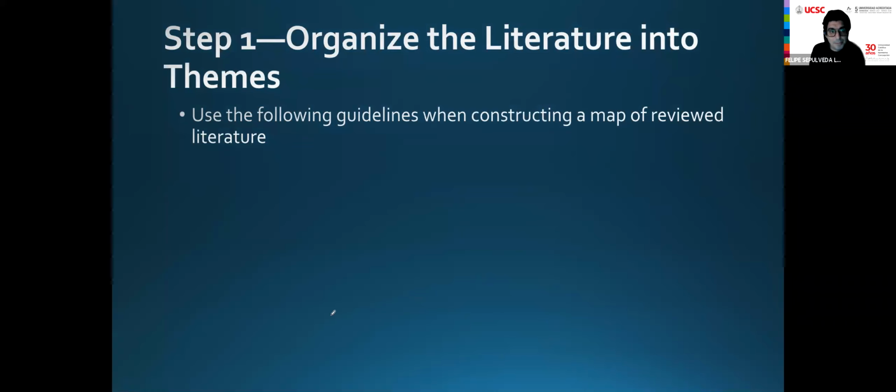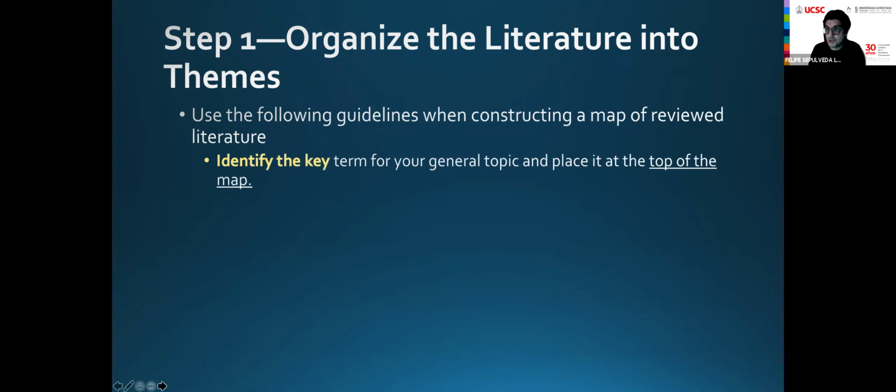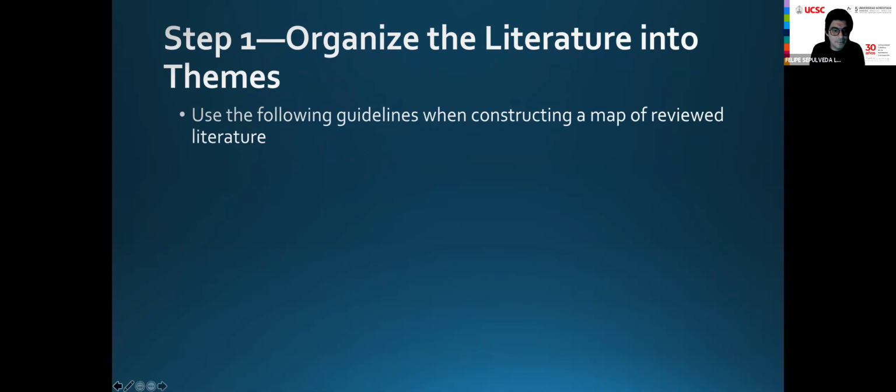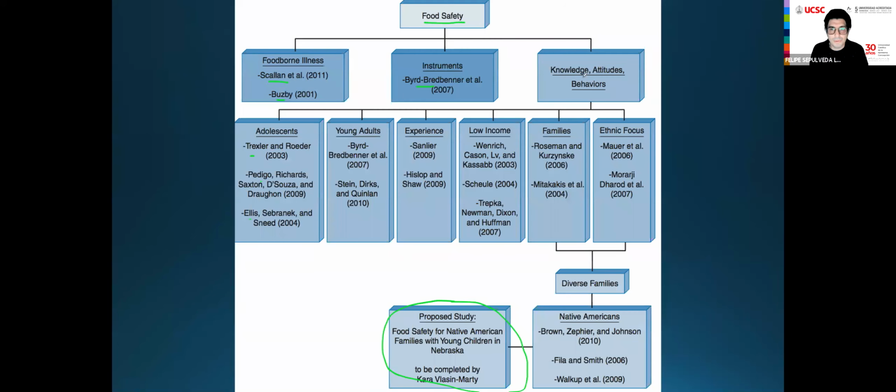So again, step number one is to organize the literature into these themes. So you have to use these guidelines to construct this picture. First, identify the key terms of your general topic and place them at the top of the map. Do you think of the map I showed you before? That's exactly what they did here. This one, okay, these three.